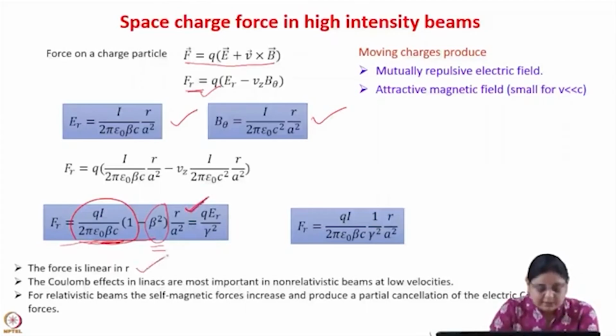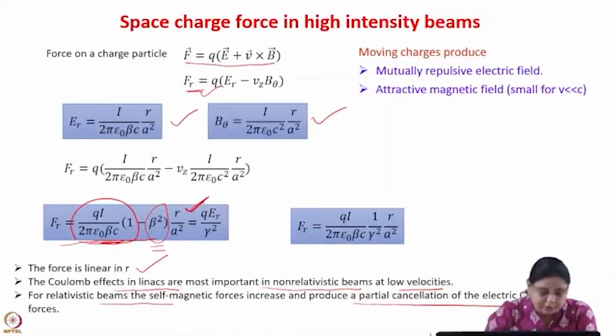The Coulomb effects in linacs are most important in non-relativistic beam at low velocities. So as the beam becomes relativistic and beta approaches 1, the force due to the magnetic field will cancel the Coulombic repulsion due to the electric field. So the Coulomb effects or the space charge effects are more important at lower energies for high current beams. For relativistic beam, the self-magnetic forces increase and produce partial cancellation of the electric Coulomb forces.